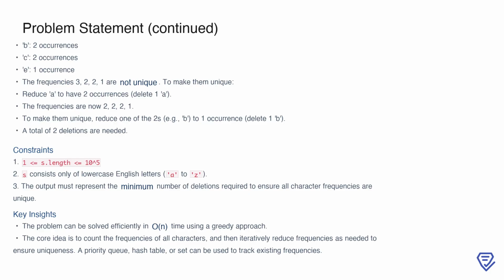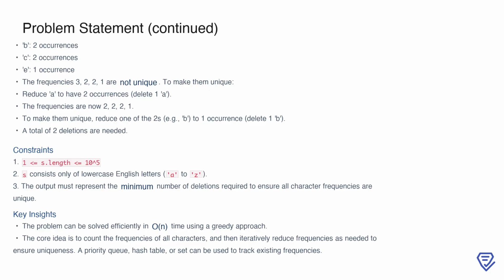However, we still have a problem because 3 characters now have the same frequency of 2. To fix this, we reduce the frequency of one of these characters, such as b, from 2 to 1 by deleting one b. Now, the final frequencies are 2, 2, 1, and 1, and all frequencies are unique. In total, we needed 2 deletions, 1 to reduce a and 1 to reduce b. This example demonstrates how we can iteratively adjust frequencies to achieve the minimum deletions required.